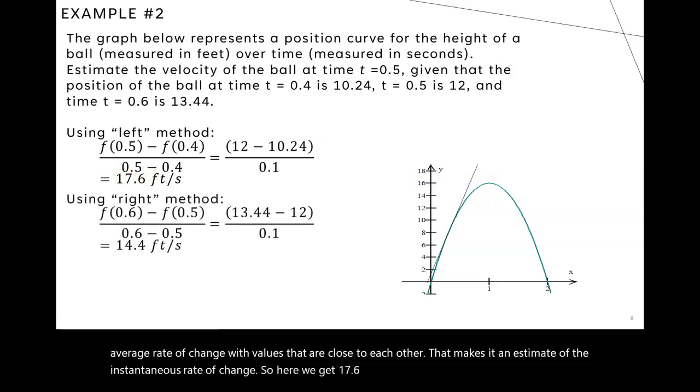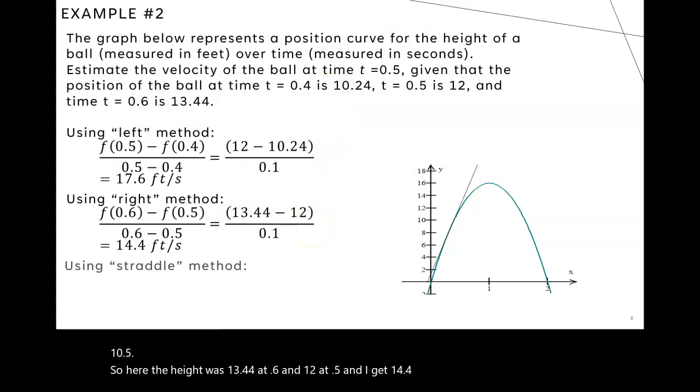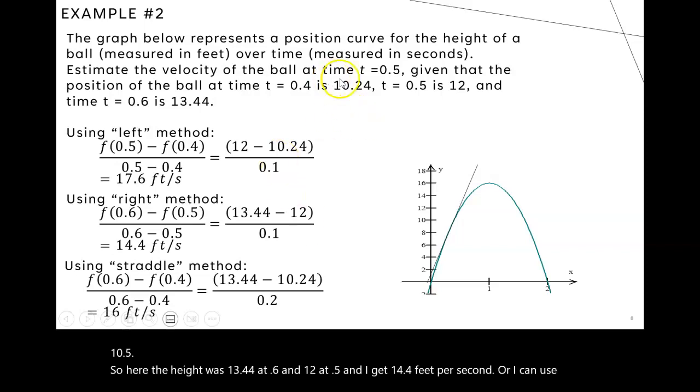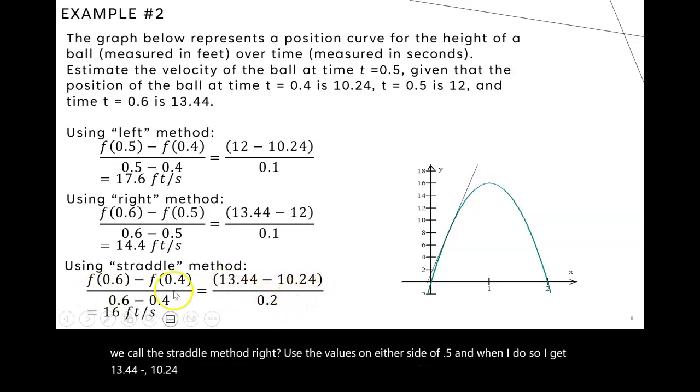Or I can use a right method. I'm going to use 0.6 and 0.5. So here the height was 13.44 at 0.6 and 12 at 0.5, and I get 14.4 feet per second. Or I can use what we call the straddle method, right? Use the values on either side of 0.5. And when I do so, I get 13.44 minus 10.24 over 0.2, which is 16 feet per second. So all these give us an estimate of what our instantaneous rate of change is, or our velocity.